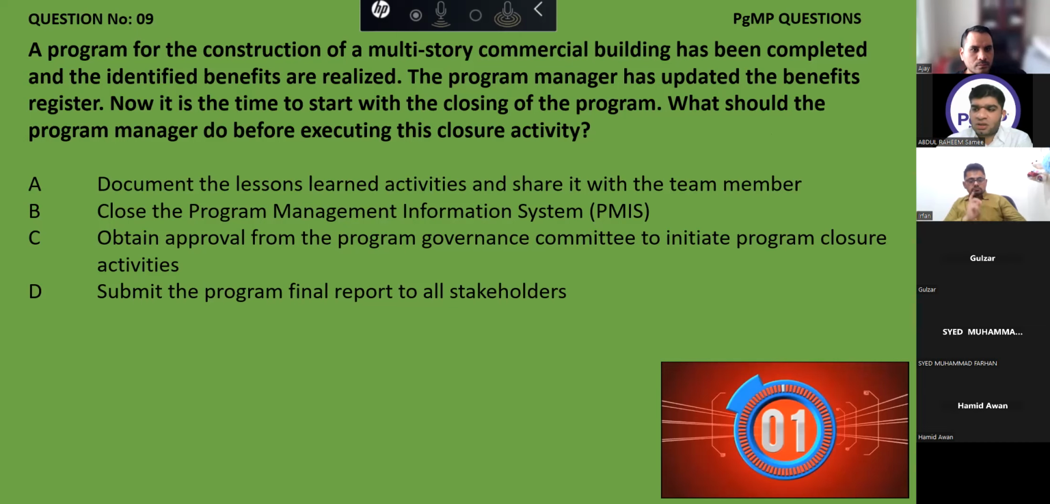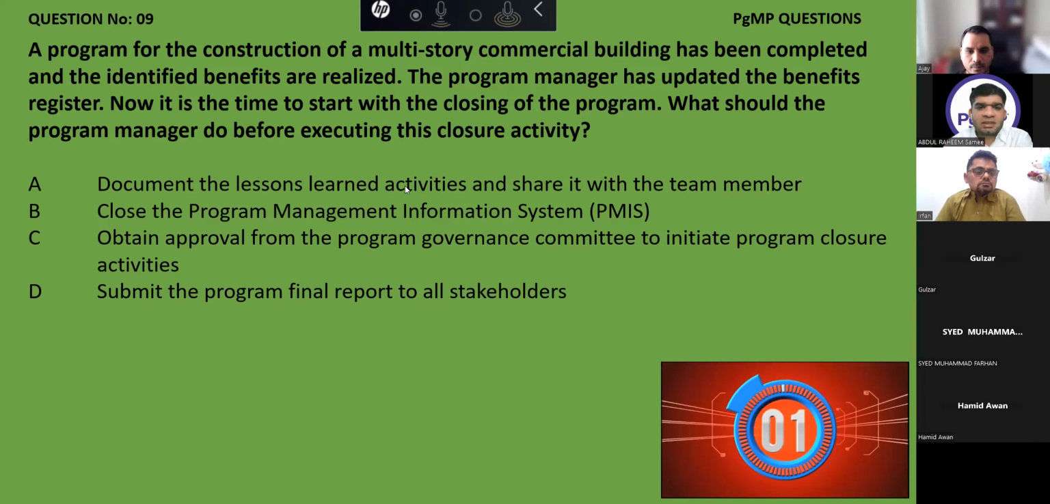So here, what does the question say? The question is asking what the program manager should do before executing this closure activity. So in this case, the correct answer is C. Clear to everyone?